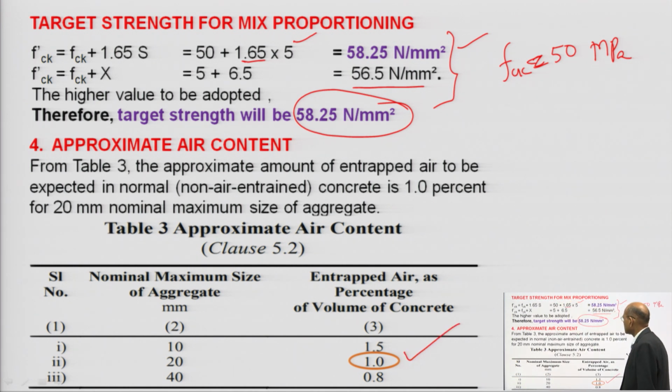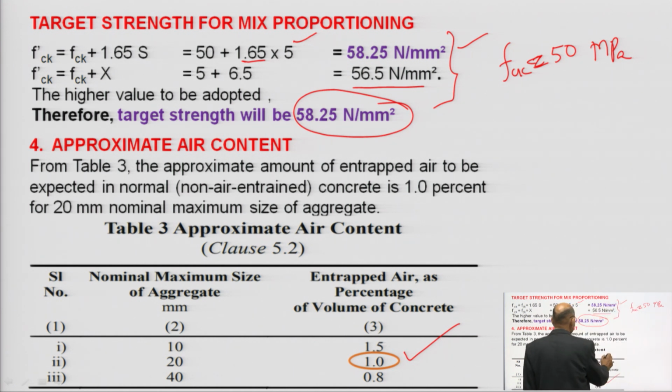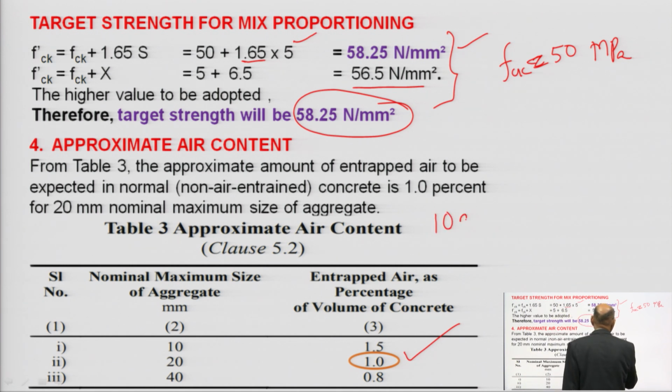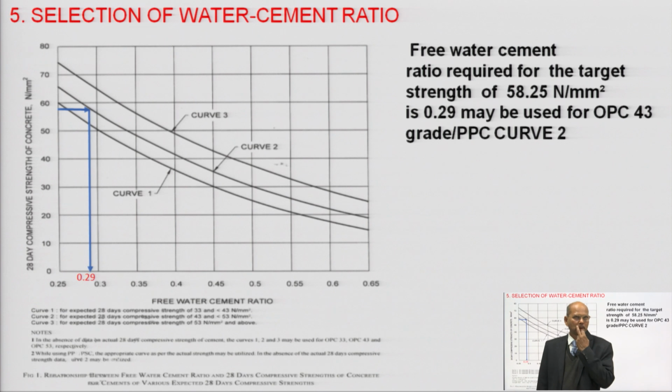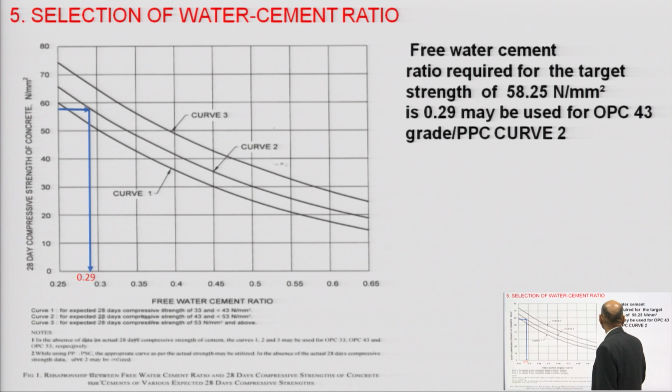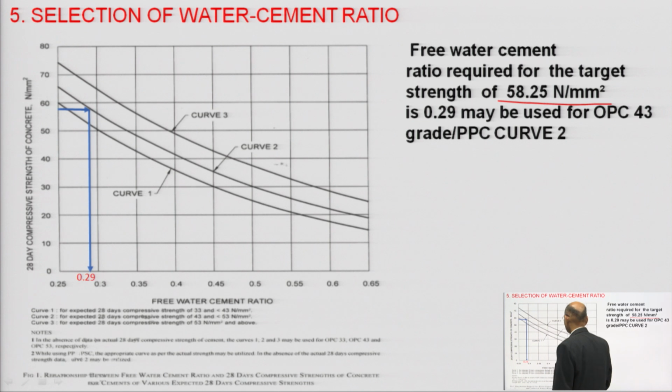This table has been taken from clause number 5.2 of the specification. Once again it is taken from IS 10262:2019. All this mix design is referring to IS 10262:2019. Then, based on your mean target strength, which is 58.25 Newton per mm square, we have three curves here.